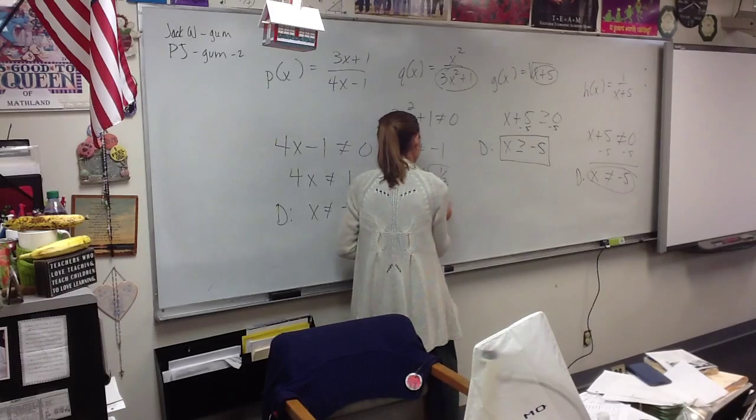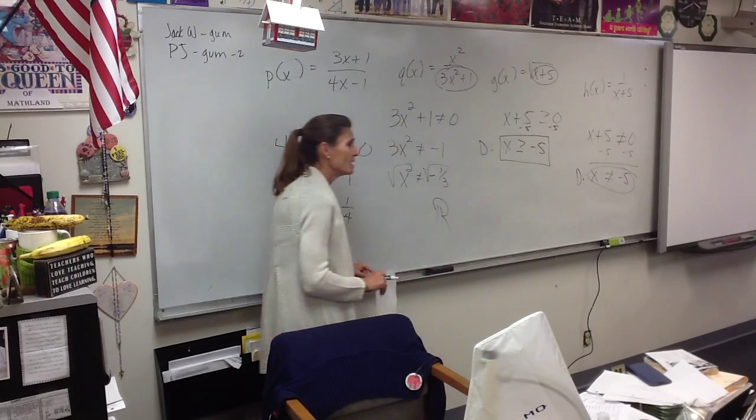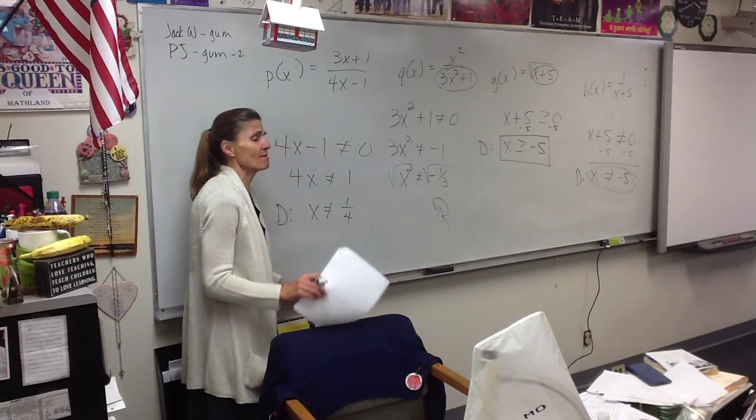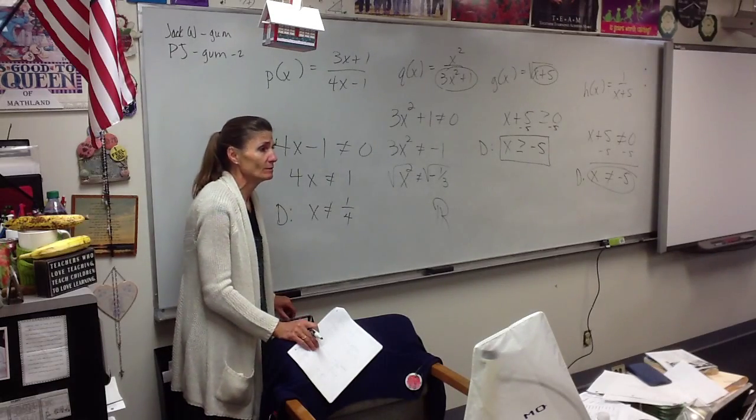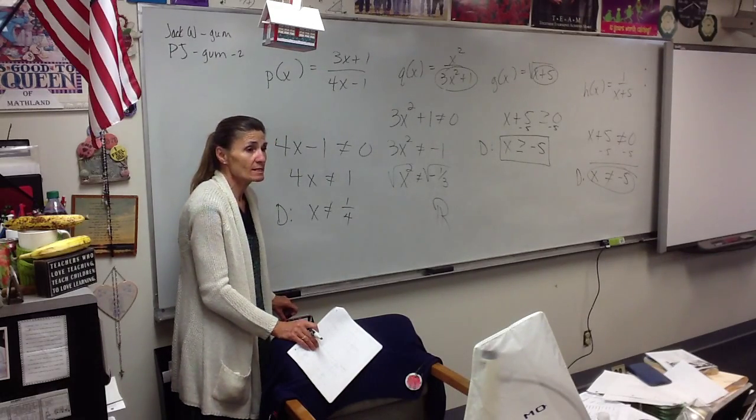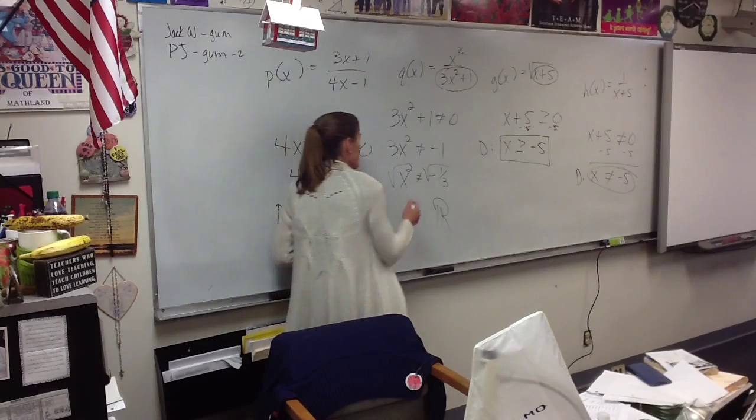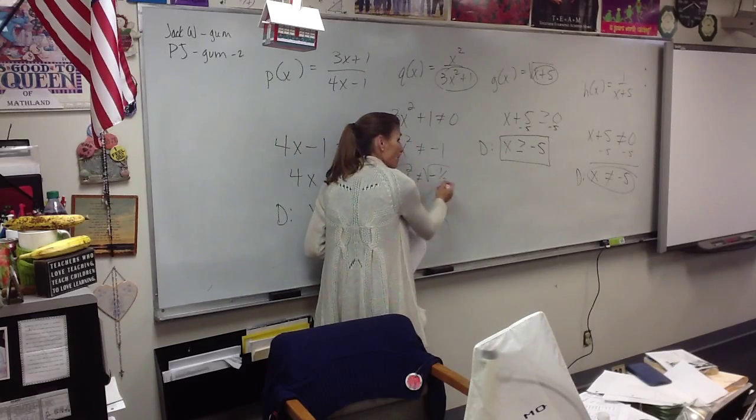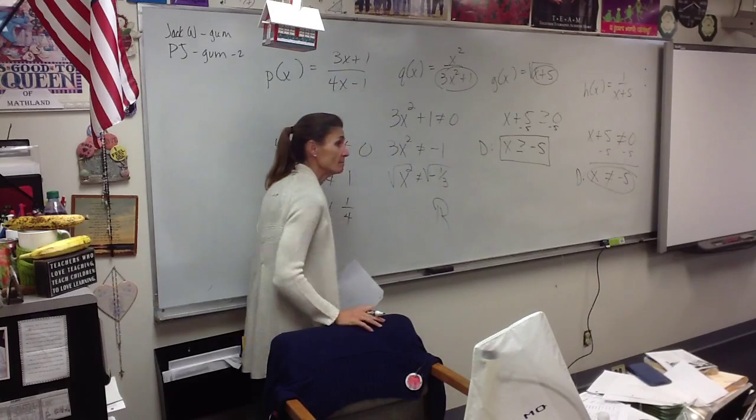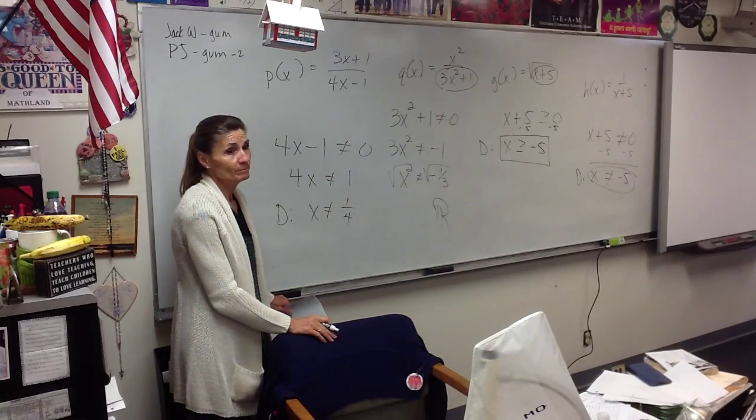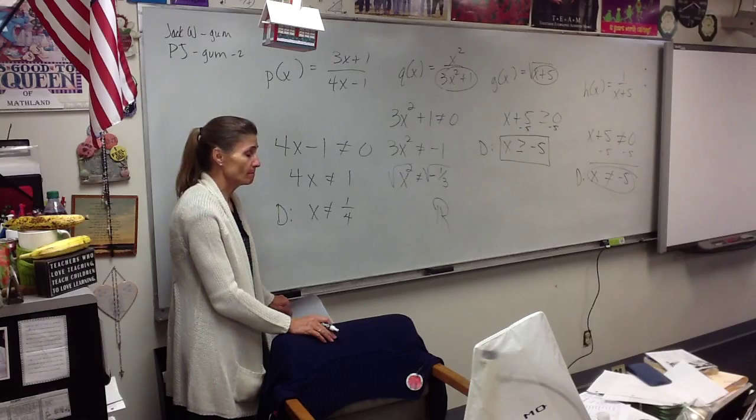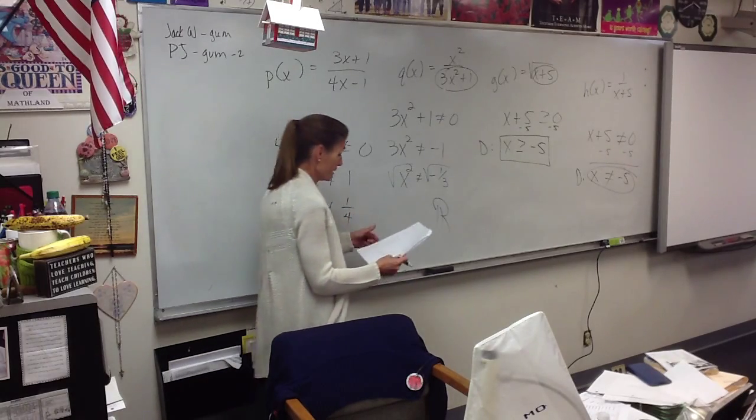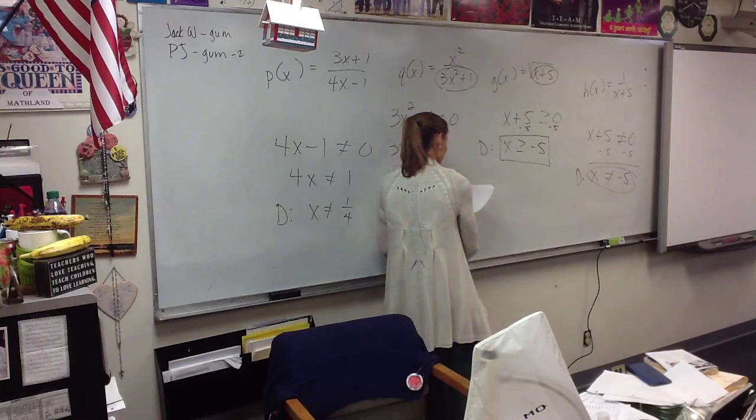No. This domain is all real numbers. There is no way that denominator could be 0. It can't be, because of the way it's set up. When you tried to find a number that would make it 0, look what happened. You got an imaginary number, right? It's a trick problem. That's a problem for the A students. Hopefully you all got it, for all the A students.